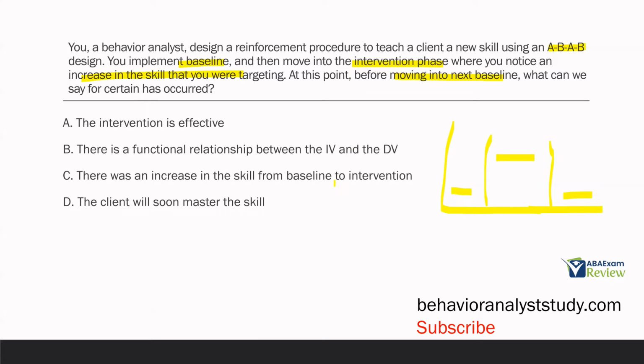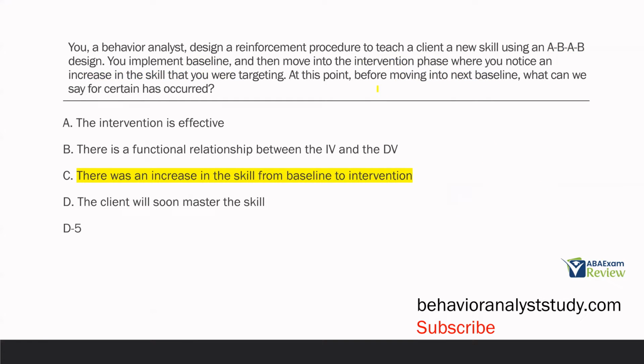C, there was an increase in the skill from baseline to intervention. This is what we know, right? We had baseline, we go to intervention, the skill increased. We know that for sure. And then D, the client will soon master the skill. Well, we can't say that for sure, especially with the limited information we have. So given the information, C is going to be our best answer. Don't try to draw too much from your designs until the design is complete.